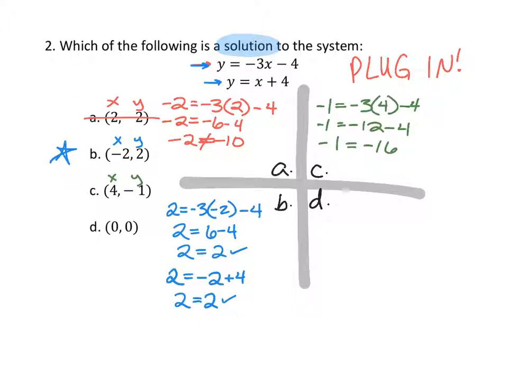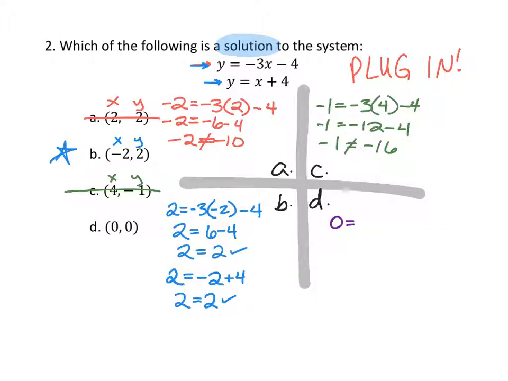Is negative 1 equal to negative 16? No. So we say it is not equal to by putting a slash in our equal sign. Do we choose answer choice C? No. Cross that sucker out. We try D. How do you already know that?